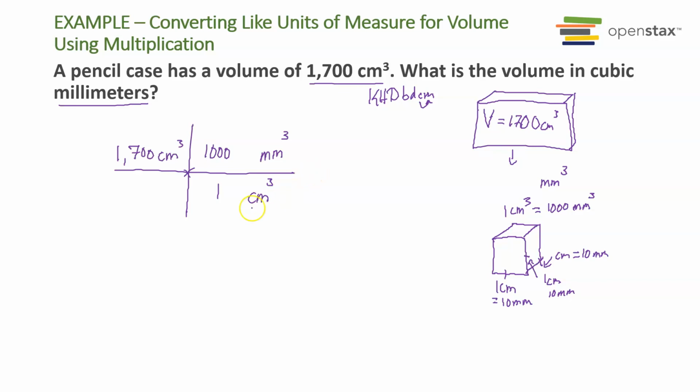And so that's going to give us, in return, 1,700,000 cubic millimeters, or 1.7 million cubic millimeters, is what we're going to have for the volume. So see how we went from a smaller number to a larger number? That's because we went from a larger unit to smaller. So if we go from larger unit to smaller unit, that means our number is going to get bigger.